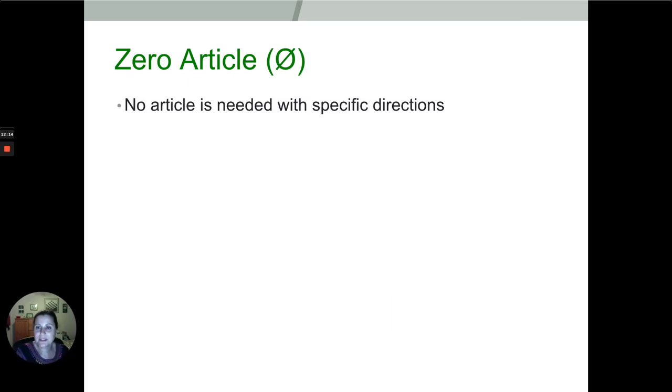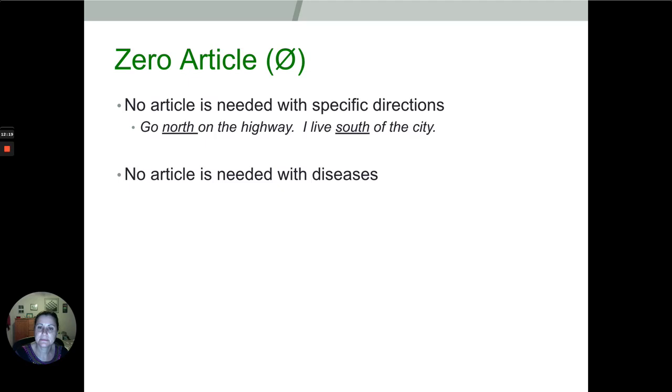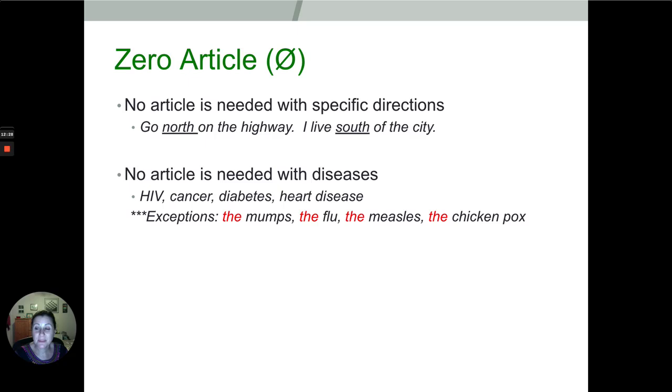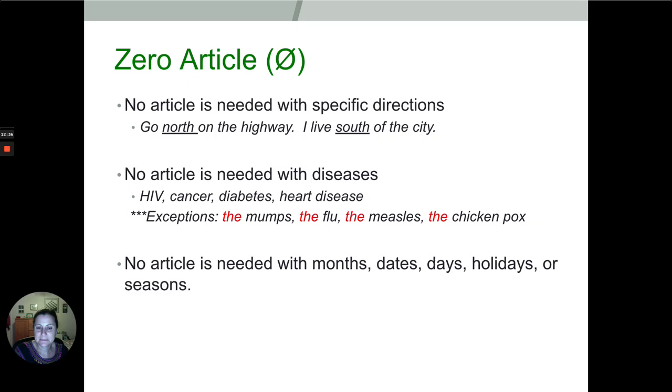When we're giving directions, we don't need anything, like go north or I live south. With a lot of diseases, we don't add the, like HIV, cancers, COVID, diabetes. But there's some exceptions. So we say the mumps, the flu, the measles, the chickenpox. No article is needed with months, dates, days, holidays, or seasons, like Christmas, December, Tuesday, Thanksgiving, okay, fall, spring. You don't have to have an article.